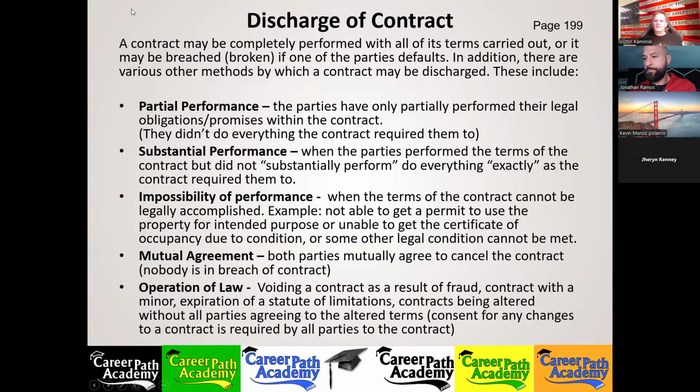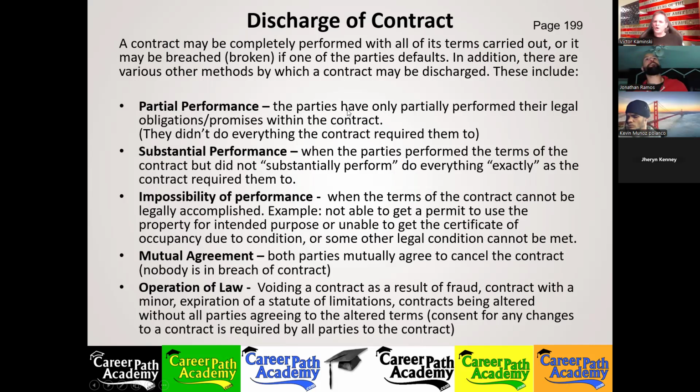So let's go over the different ways to discharge a contract at the bottom of page 199 there. A contract can be completely performed with all its terms carried out, or it may be breached. That means broken if one of the parties defaults. In addition, there's various other methods by which a contract can be discharged, and these include partial performance.